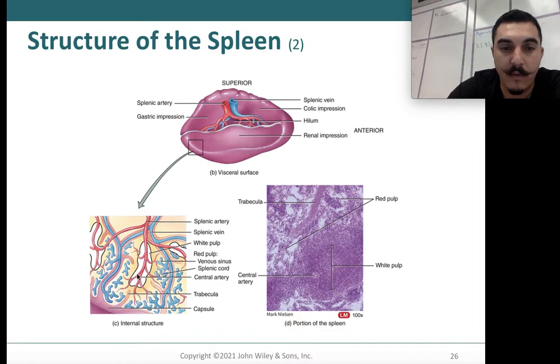You can see that through the internal structure, a little of that blood coming out. We have our red pulp, venous sinus, splenic cord, and we have our white pulp, when you see it white, and then you see the red one around it.